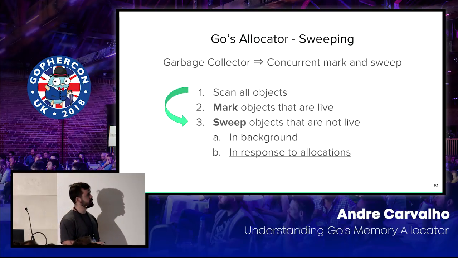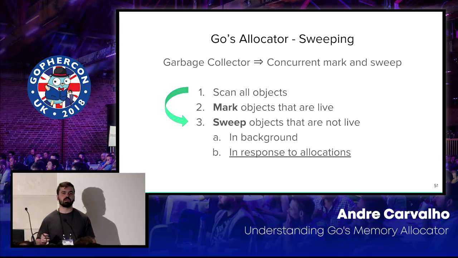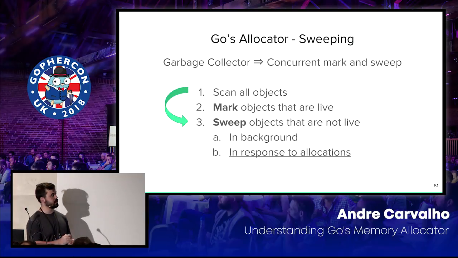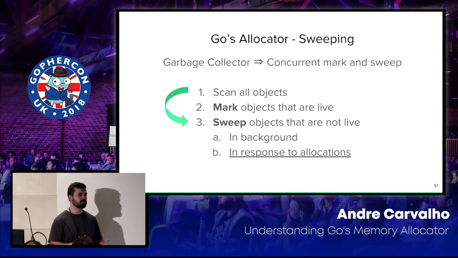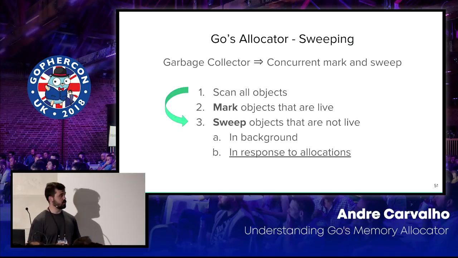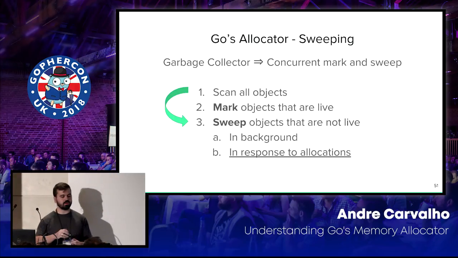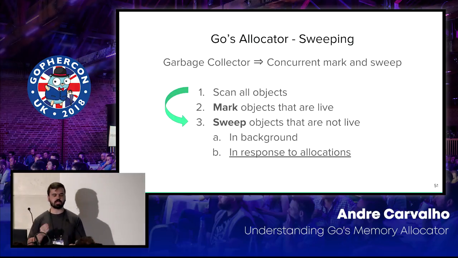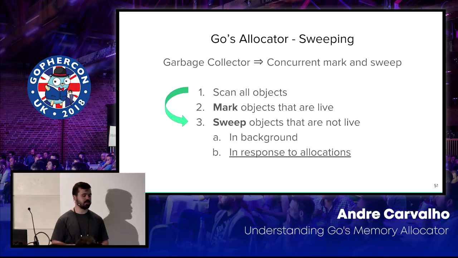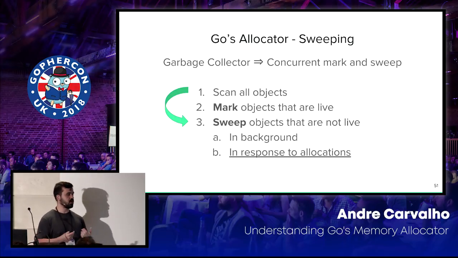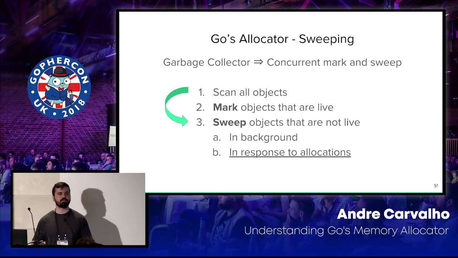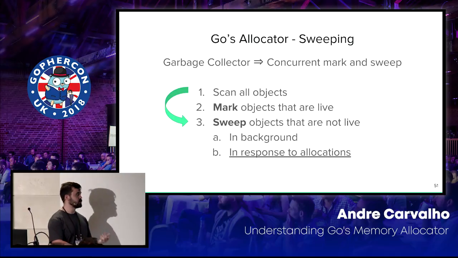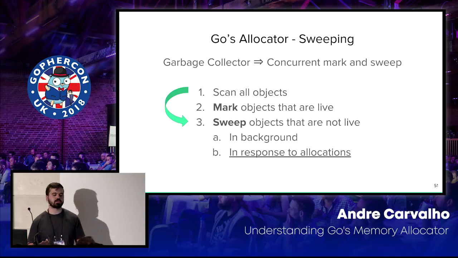Basically, it scans all the objects that were allocated from an application, and then it marks the objects that are being used by the application. They are said to be objects that are live. So for each object that has a pointer or is pointing to another object, all those objects are marked. And by the end of the mark phase, all the objects that are unmarked are unused, so they can be freed. And this is called sweeping. So the objects that are not live are going to be swept on the next phase.